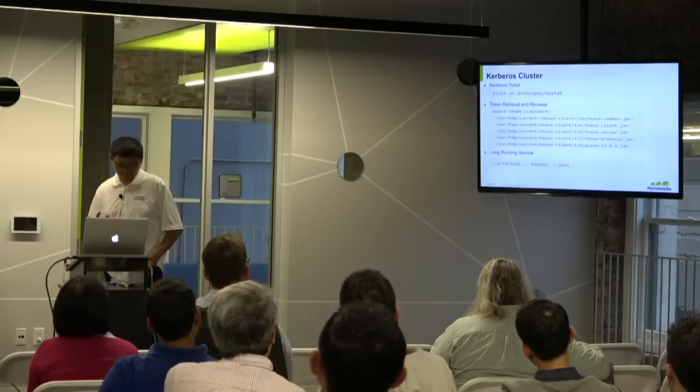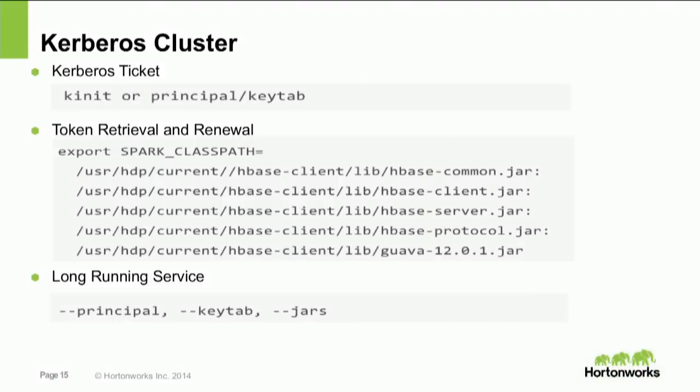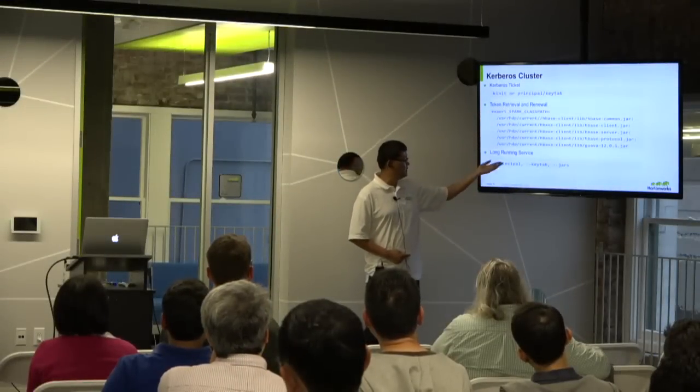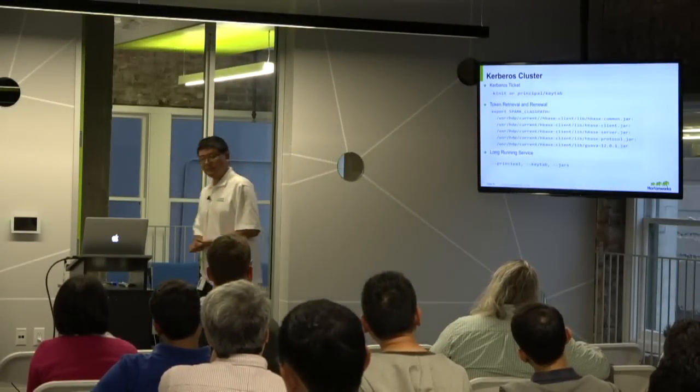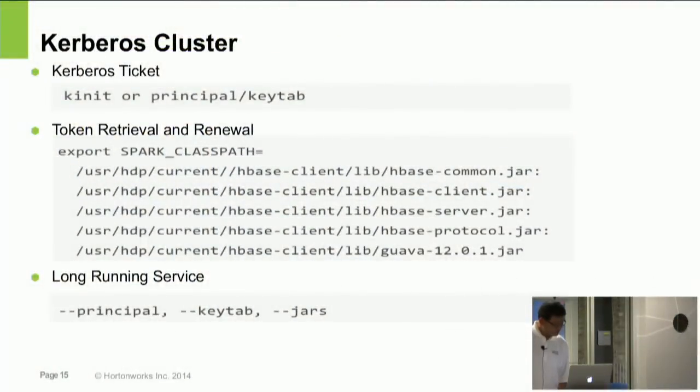This connector is a standard Spark package. If you are running in a Kerberos cluster, it's the same as you run any HBase application on top of Spark. Typically, you use kinit, or you use the principal or keytab. Then you can run this connector. It's natively supported by Spark. That's my talk. Any questions?